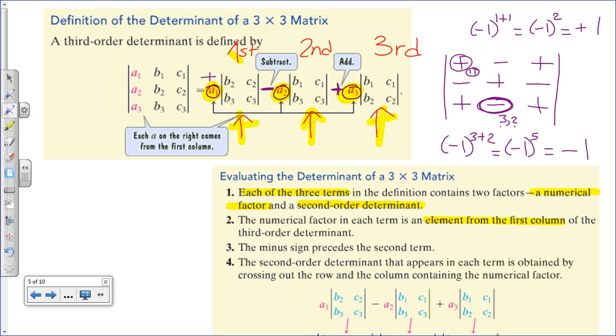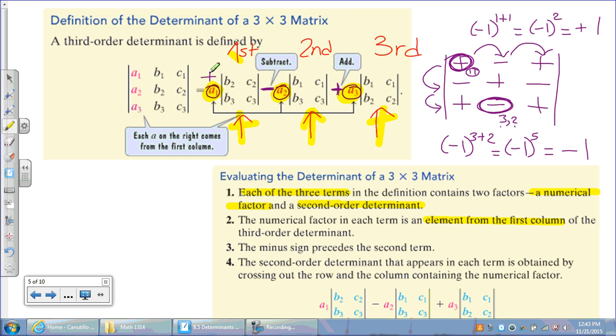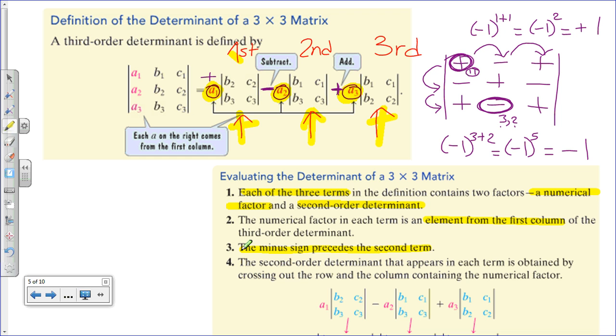But as long as you remember that you always start here with a positive sign, and then you just keep alternating your signs, so negative, then positive, you will be okay. So that's what they mean here by the minus sign precedes the second term.